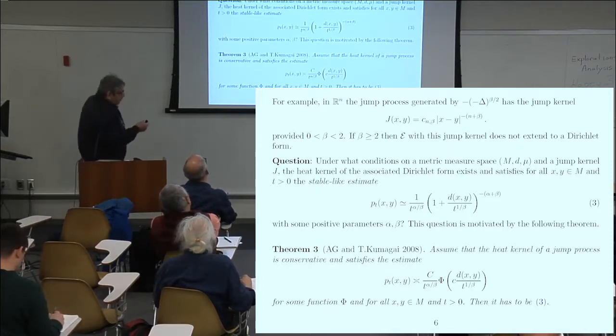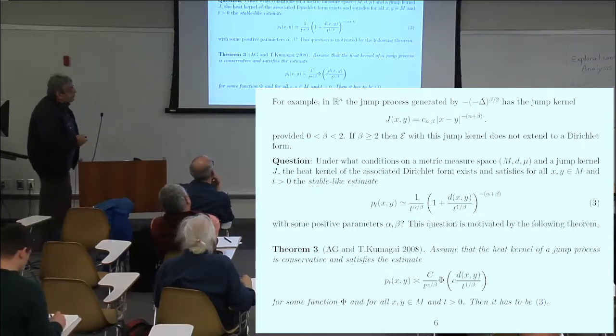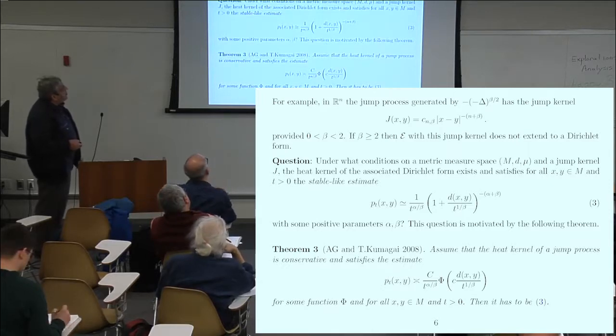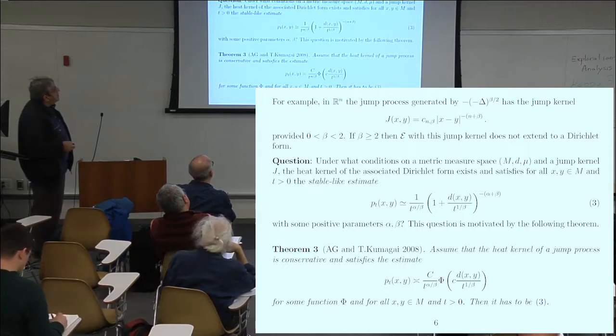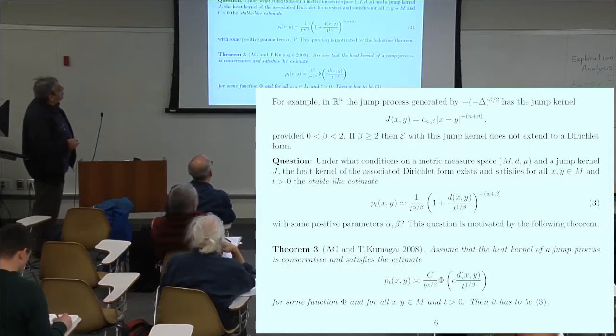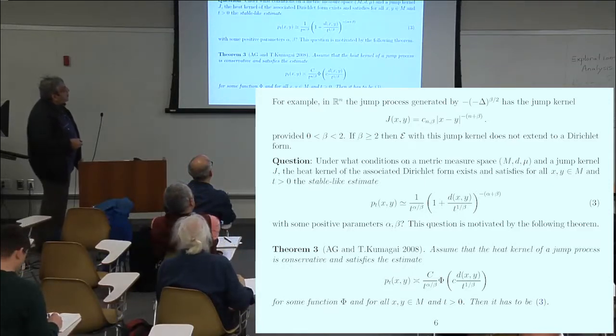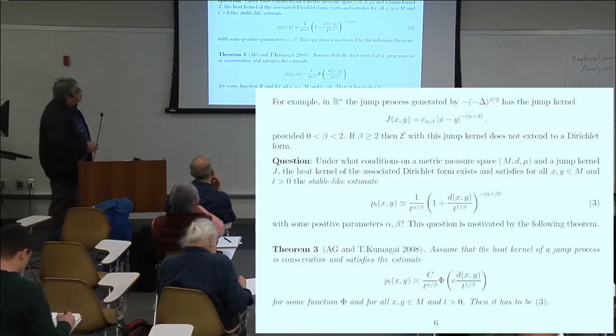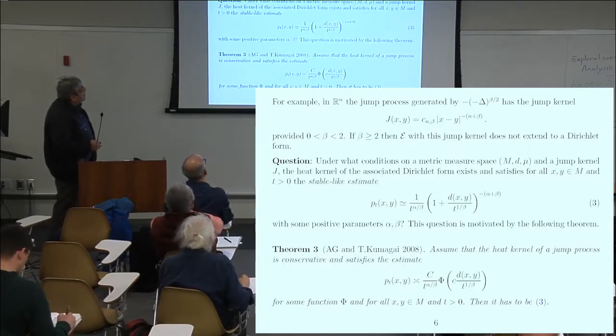Right. So one of the questions that came up from this consideration is: under what conditions on the metric measure space, in an abstract situation, does the heat kernel of the associated Dirichlet form exist and satisfy the following estimate that I'll call the stable-like estimate? This estimate is very similar to the one for symmetric stable processes in R^n, where n is replaced by alpha, because a priori it could be an arbitrary number, and the notation beta is preserved. And of course, |x minus y| is replaced by the abstract distance.